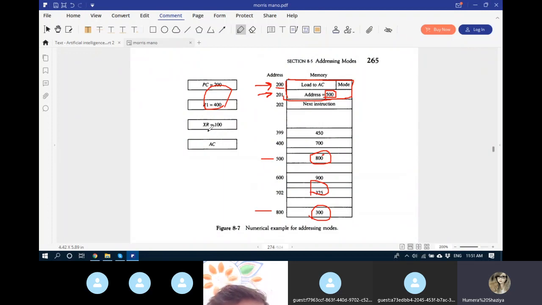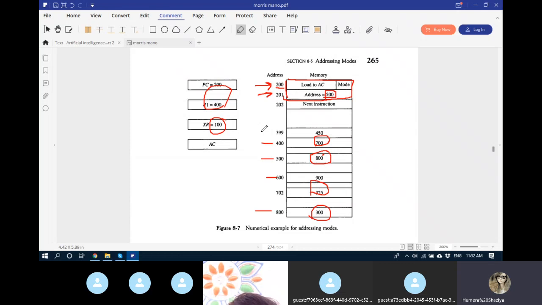Another address is indexed address. Indexed address means the effective address is 600. This 100 is added to 500, so 500 plus 100 gives 600, and our operand is 900. Register means this 400, whatever is there in the register. Register indirect means whatever is there at location 400, so 700 is the operand. Auto increment means first you take the 700 and then you increment. Auto decrement means you read 400 and you make it 399.